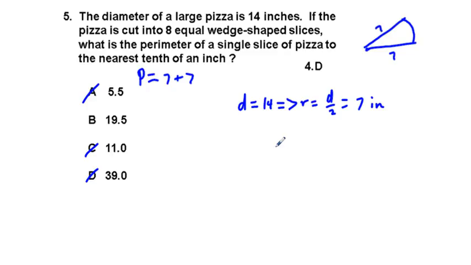Let's go ahead and get the fine-tuned details on this. What we're going to have for our arc length is 360 degrees into 8 slices, and that's going to be 45 degrees. And so we can use the arc length formula, S equals R theta, but the portion that converts this theta into radians is going to be multiplied by pi over 180.